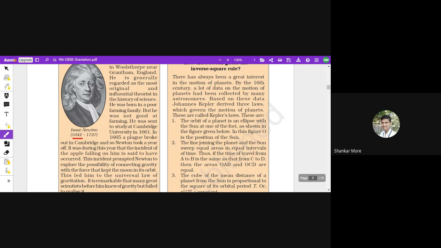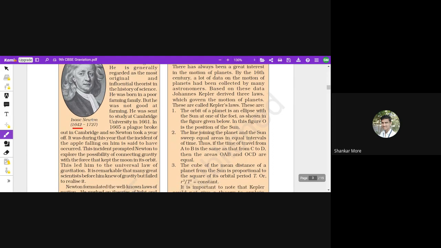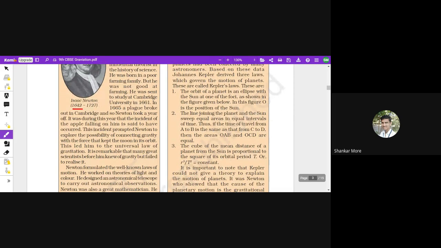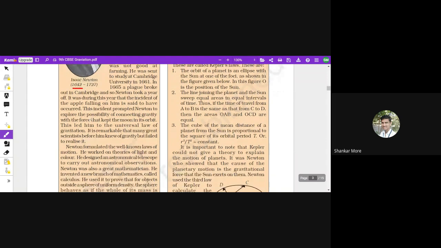और तब न्यूटन ने 1 साल का ब्रेक लिया था. Okay, so he took a break of 1 year. It was during this year that the incident of the apple falling on him is said to have occurred. मतलब जब उन्होंने 1 साल का ब्रेक लिया था, उसी दौरान वो एप्पल फॉलिंग वाला इंसिडेंट हुआ था. Okay, what happened after that?